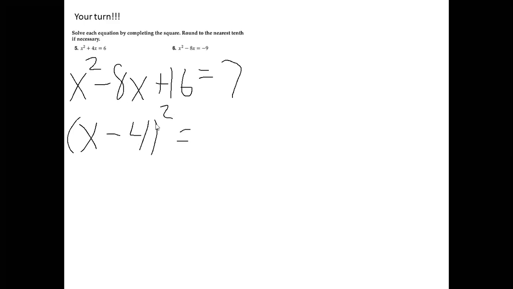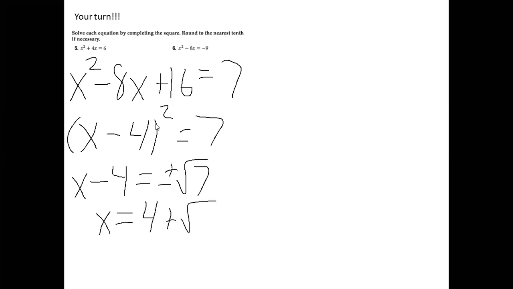Equals 7. So you take the square root, you have x minus 4 equals plus or minus the square root of 7. So you would add 4 to both sides and get x equals 4 plus root 7, or x equals 4 minus square root 7. Now, just as a reminder, that is the exact form. If you left it like that, that would be the exact answer.